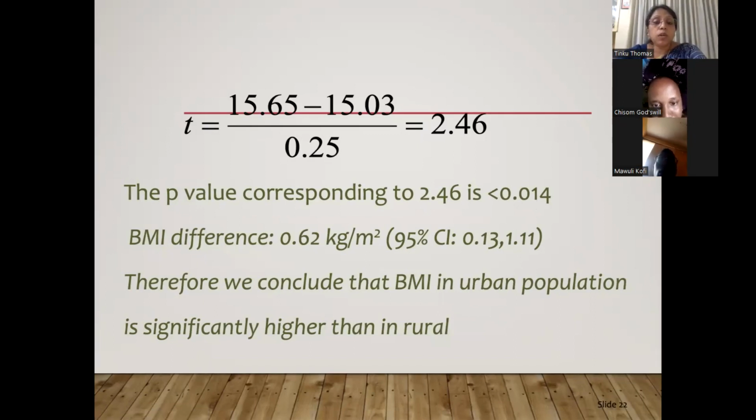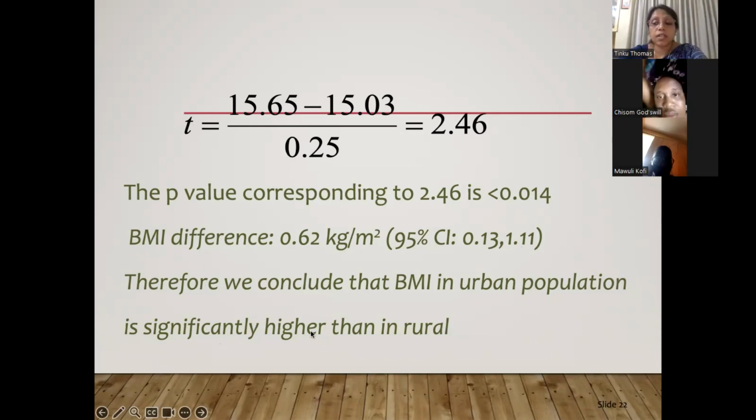The observed difference here is 0.62 with a confidence interval of 0.13 to 1.11. Now, what is this confidence interval telling us? The point estimate of difference between rural and urban is 0.62. The confidence interval is not including 0. So since both the lower limit and the upper limit of the confidence interval are positive, we are concluding that they are different. And that is what the p-value is also telling us, that the two groups are different in BMI. Therefore, we conclude that BMI in urban and rural populations are significantly different. And in fact, the urban BMI is higher than the rural. So that is our conclusion.